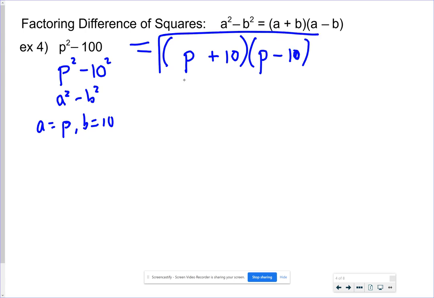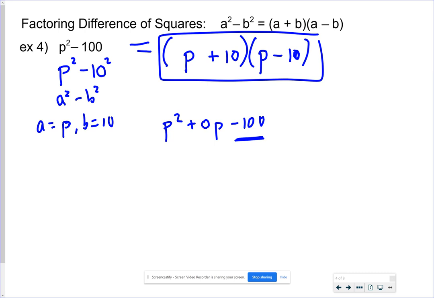And it works. Okay. We could also look at this as being p squared plus 0p minus 100 and ask ourselves what two numbers multiply to create negative 100 and add up to 0. That would be 10 and negative 10. And it works that way as well. Okay, I think I'm going to stop right here and make a separate video for the odd number problems on the worksheet.